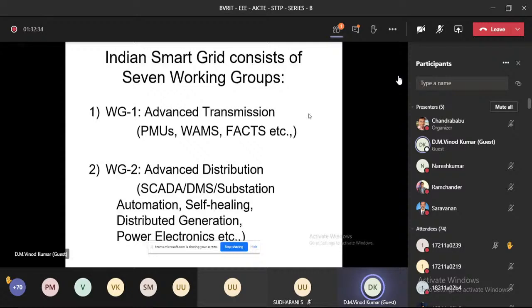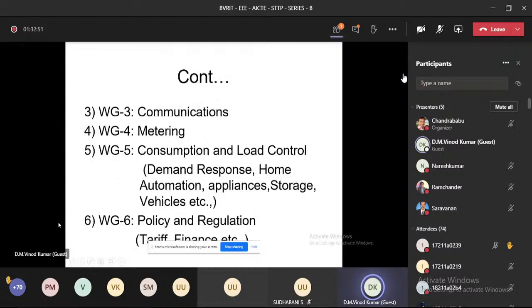Working group 2 covers advanced distribution. They will do research in the SCADA system, DMS, substation automation, self-healing, distributed generation, power electronics, etc. Working group 3, communications, because today without communication we cannot go for the smart grid. Two-way communication is required. Working group 4, metering, that is smart metering is a must, because as I mentioned, in future these electronic meters will also be replaced with smart metering. And working group 5, consumption and load control, that is demand response, home automation, appliances, storage, etc.